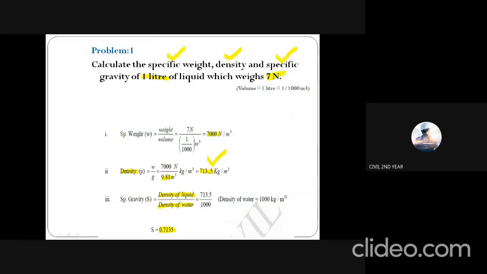So the final answer: specific weight is 7000 Newton per m cube, density is 713.5 kg per m cube, and specific gravity is 0.7135. You can frequently expect this kind of problem in GATE exams. Likewise, we can expect more problems, and we will solve them in further classes.